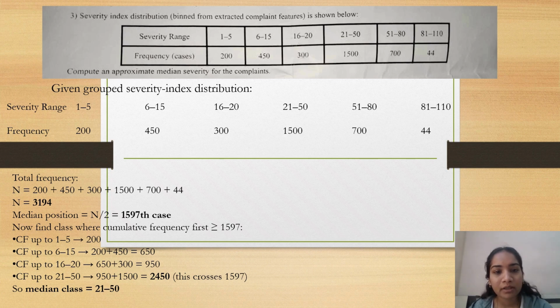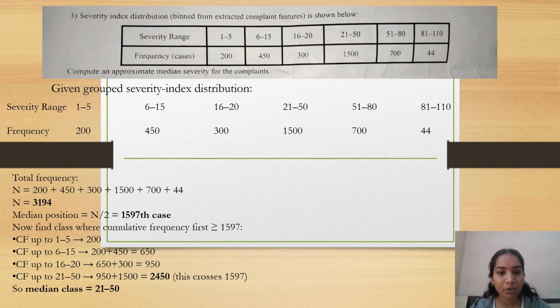So here we are given the data. We have severity ranges along with their frequencies. Some ranges have high counts, especially the 51 to 80 range with 1500 cases. And our goal is to find the severity level that splits the total number of complaints into two equal halves.